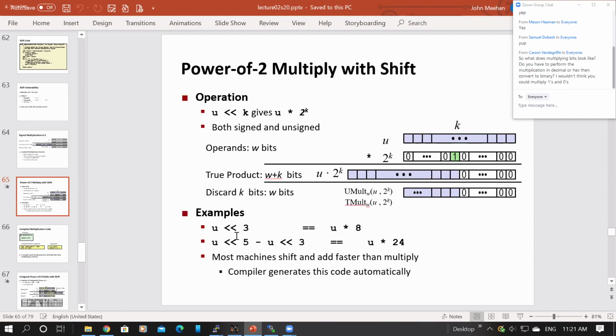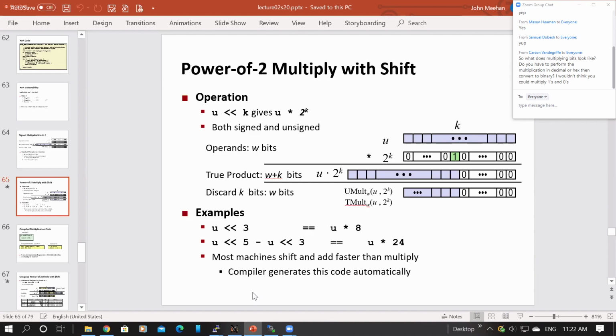So you shifted left 3 bits is the same thing as multiplying by 8. Shifted right 5 bits, subtract, shift right 3 bits. This would be 2 to the 5th you multiplied by. This would be 2 to the 3rd that you multiplied by. So the result is multiplying by 24. 32 minus 8, right? So we can do multiplications of powers of 2 and sums and differences of powers of 2 by doing shift operations.